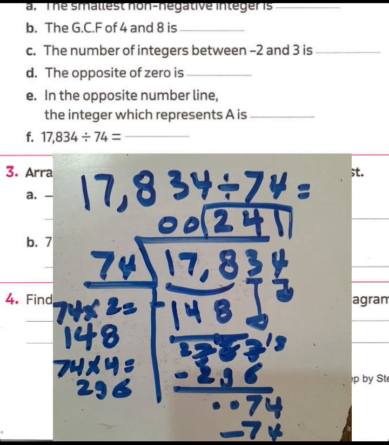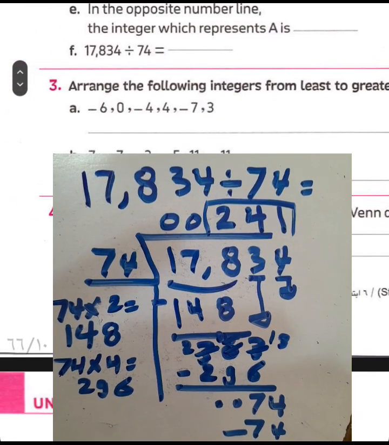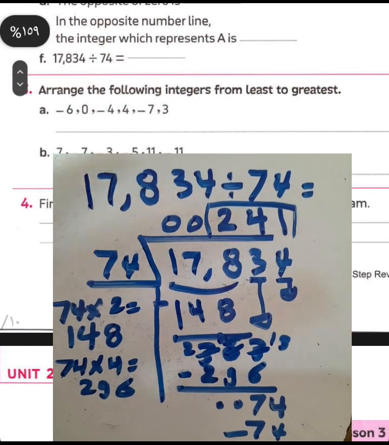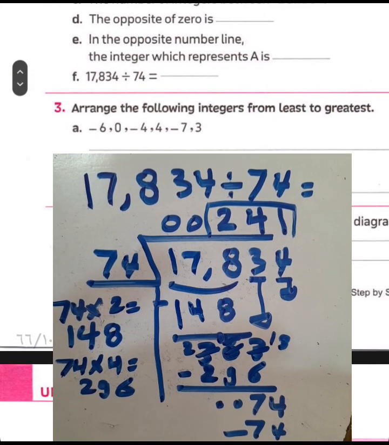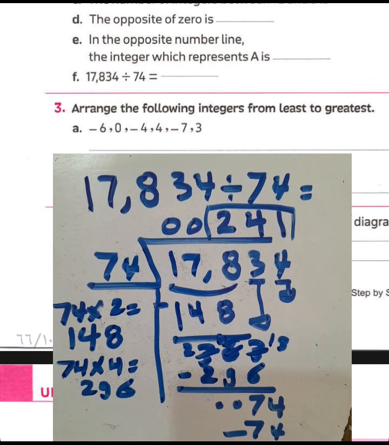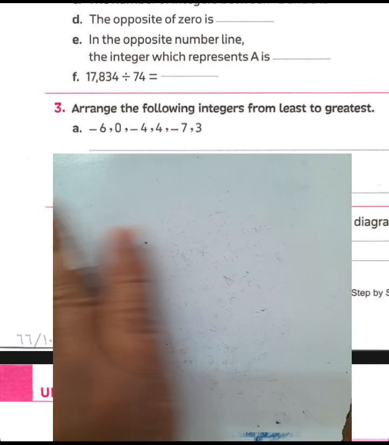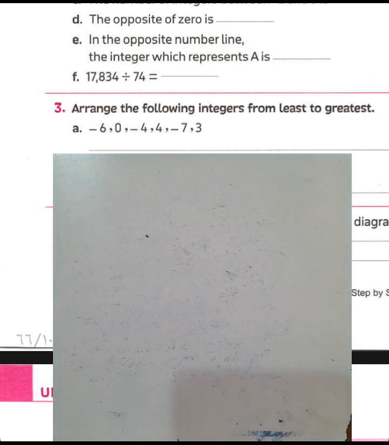So the result about letter F, it will be what? 241. Understood? What about question number 3, letter A? Question 3, letter A, arrange the following integers from least to greatest. Okay, we can use the number line to arrange all the numbers here. We have negative 6, 0, negative 4, 4, negative 7, 3. First, we can find the least number here, about negative.